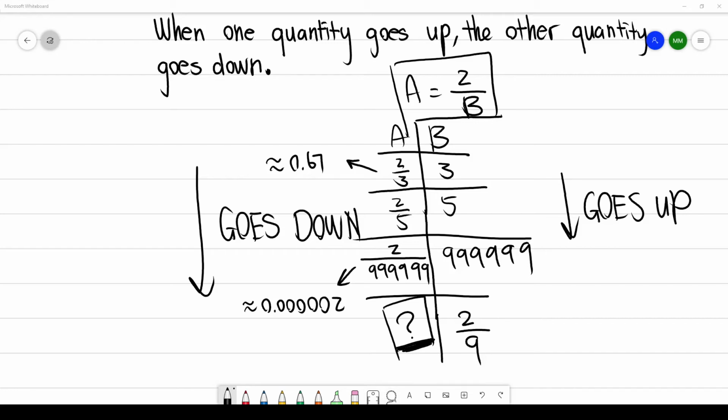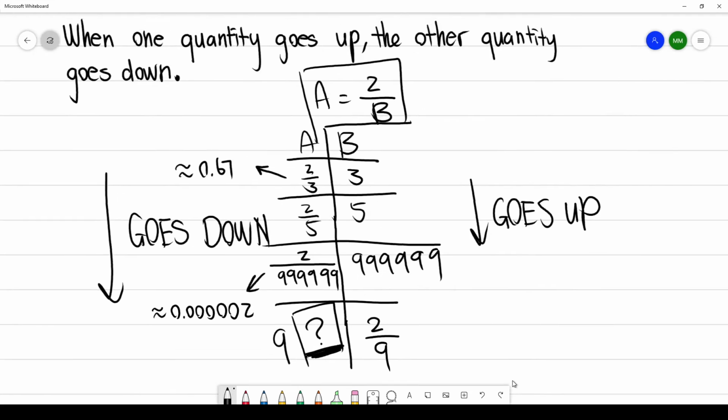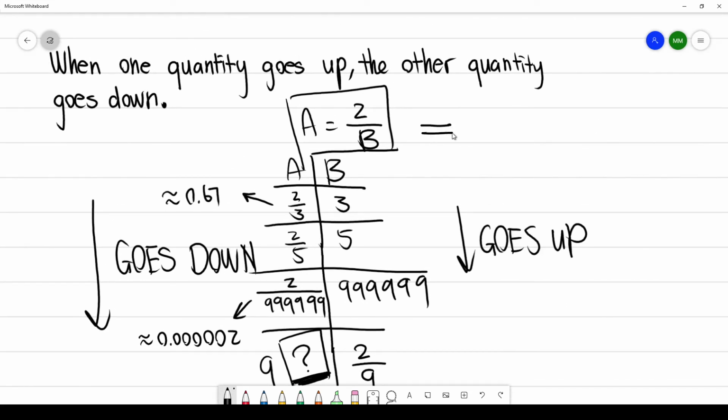Nine. Yeah, Tim got it. So yes, a is just 9. Why? Essentially, I'm just substituting b into here. So a is equal to 2 over b, so a is equal to 2 over 2 over 9.